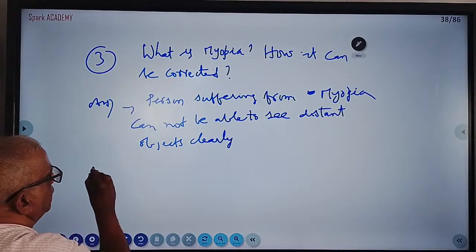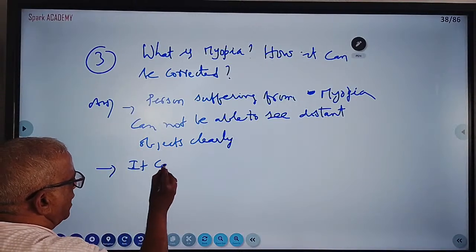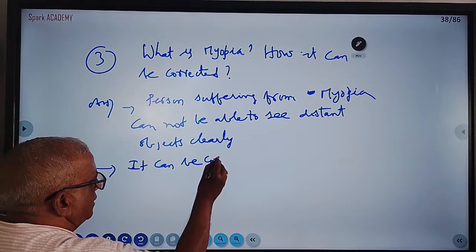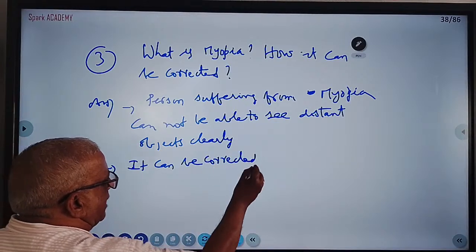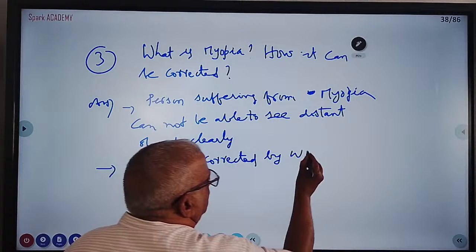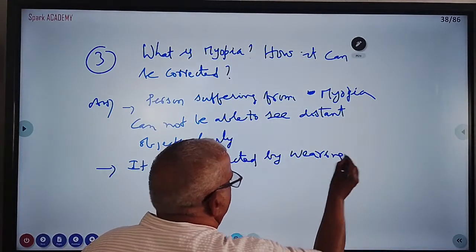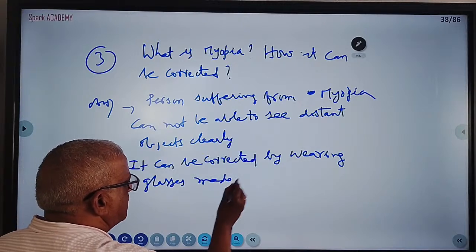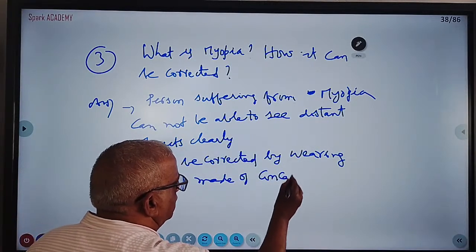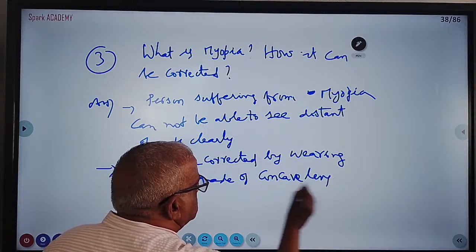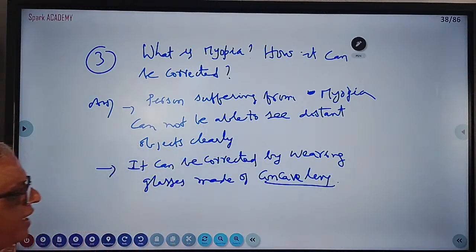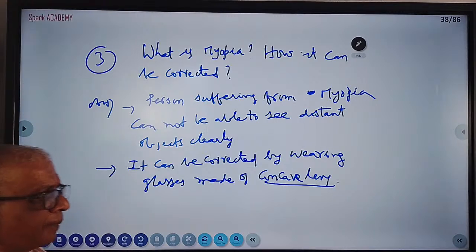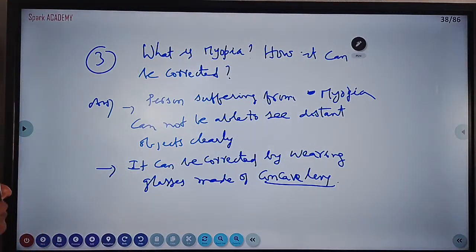It can be corrected by using concave lens, by wearing glasses made of concave lens, minus power. Actually, what will happen? Short-sightedness.